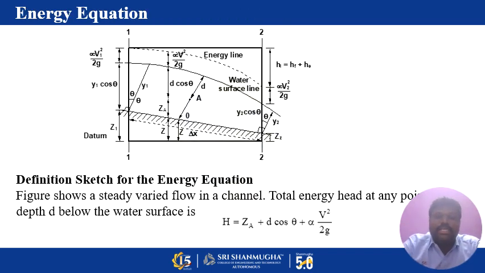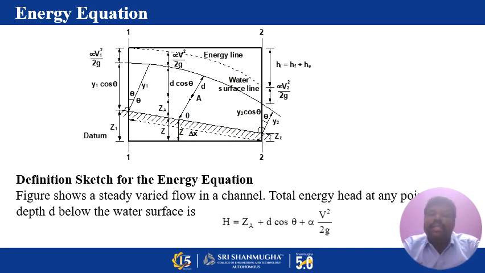Next is about the energy equation. Here, as in the case of Chezy equations, we have two sections, section 1 and 2. Section 1 is in the upstream, section 2 is in the downstream, and we have a bed slope with an angle of theta. At section 1 there is a height of z1 plus y1 cos theta plus alpha v1 square by 2g, and for section 2, z2 plus y2 plus alpha v2 square by 2g.